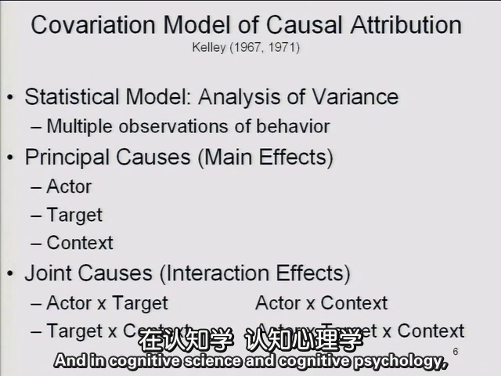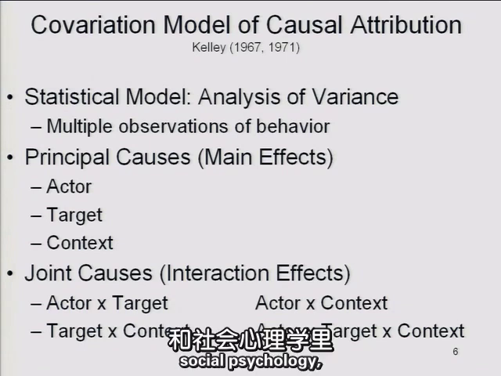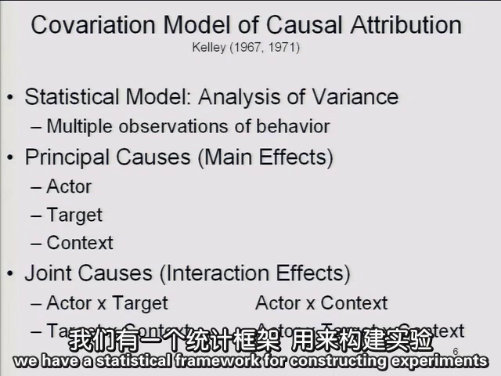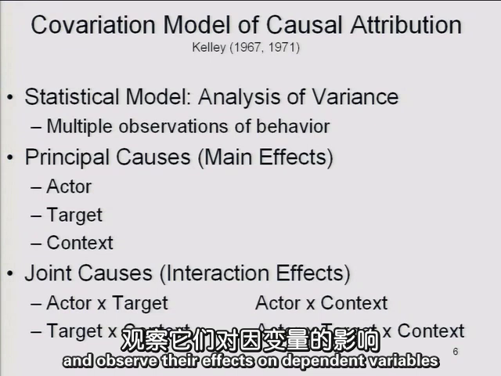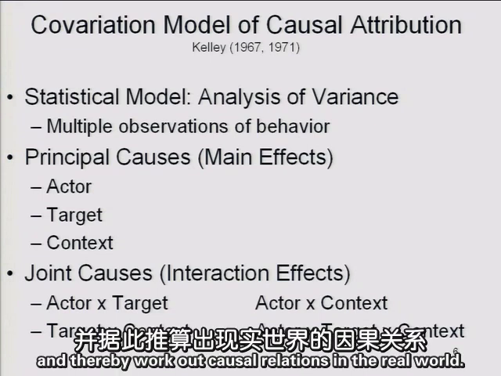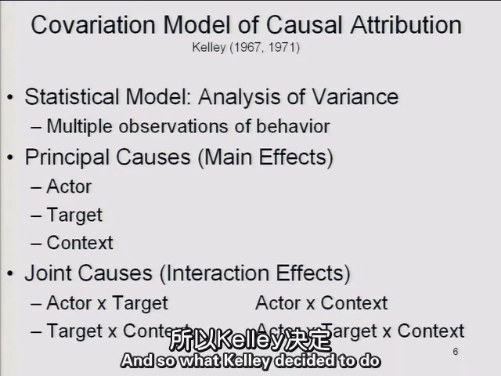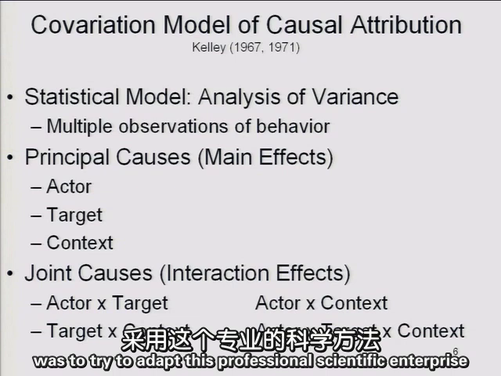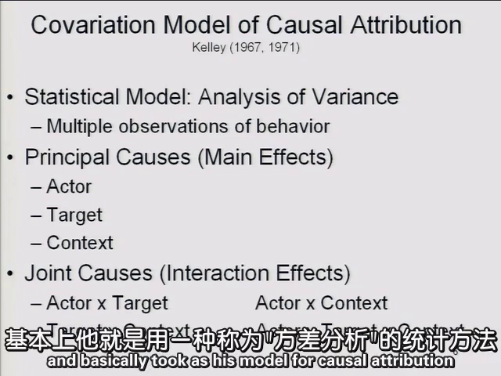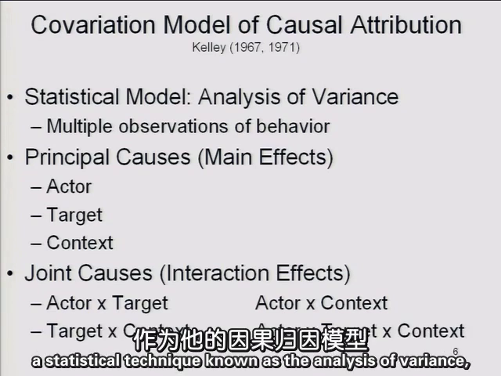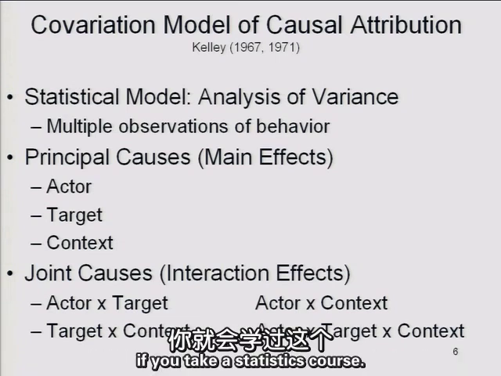And in science, in cognitive science and cognitive psychology, social psychology, we have a statistical framework for constructing experiments that allow us to vary independent variables and observe their effects on dependent variables and thereby work out causal relations in the real world. And so what Kelly decided to do was to try to adapt this professional scientific enterprise for the work of the naive psychologist, and basically took as his model for causal attribution a statistical technique known as the analysis of variance, which is something that you learn about if you take a statistics course.